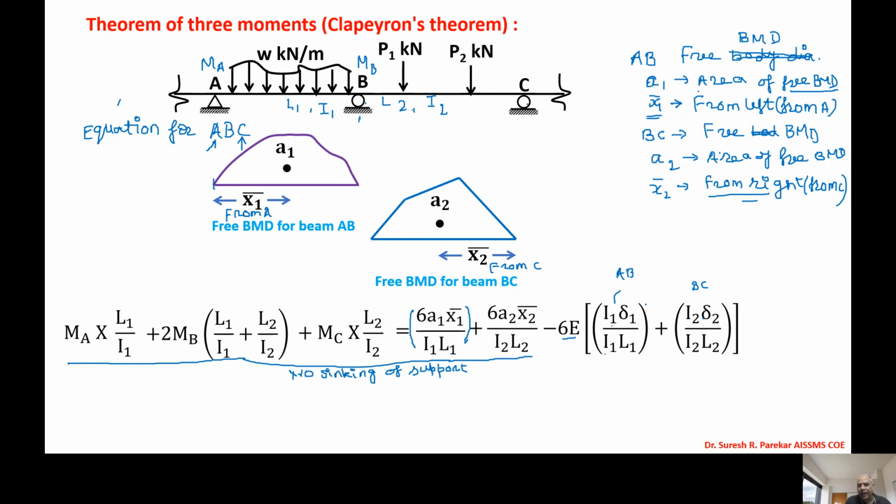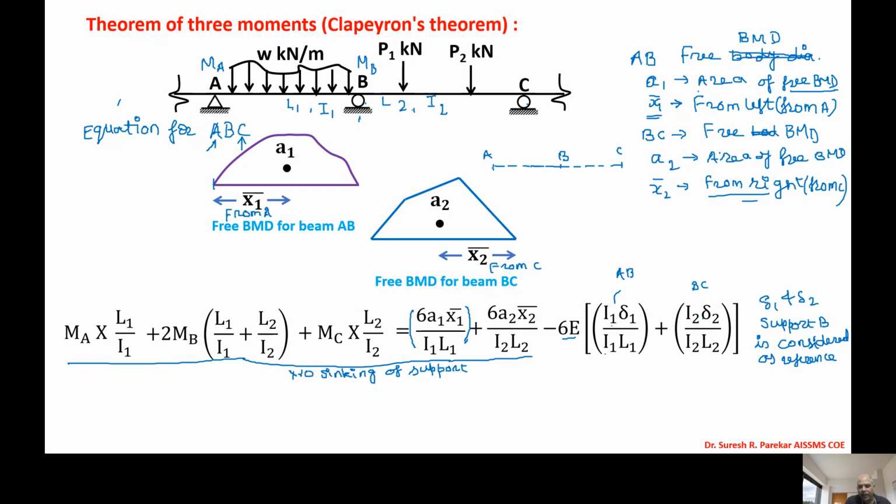For delta 1 and delta 2, support B is considered as the reference. So now weightage is given to all supports with respect to the reference. That means, if we have ABC, this is point A, this is point B, and this point is C.